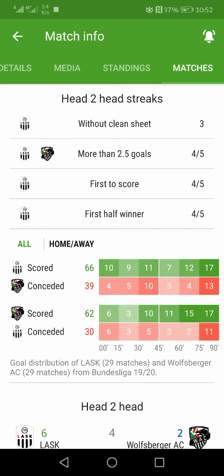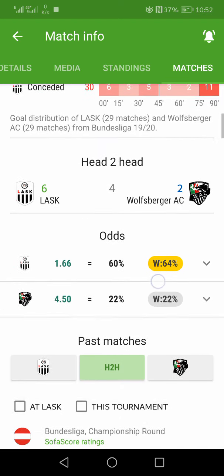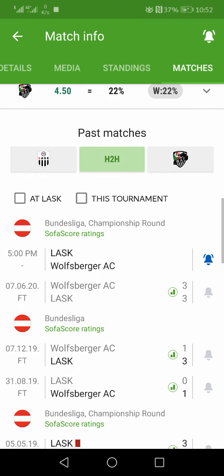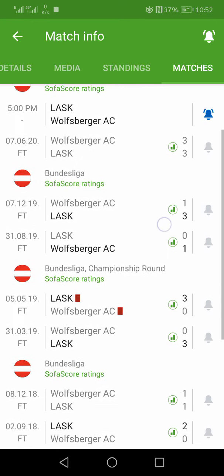The first team to score is always the first half winner. When these 2 teams meet, they always produce more than 2.5 goals. We'll see that. Head-to-head stats. Look who has the upper hand. LASK, of course. You see, 6 times. And then this one won only 2 times, meaning this team hardly beats LASK. You understand what I mean? But let's check the previous scores of the meetings. Look at this.